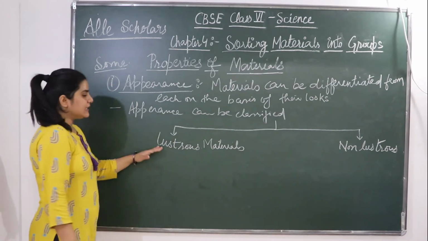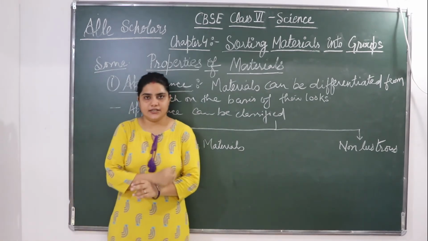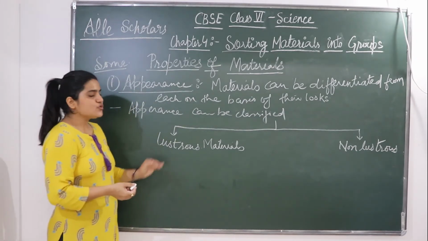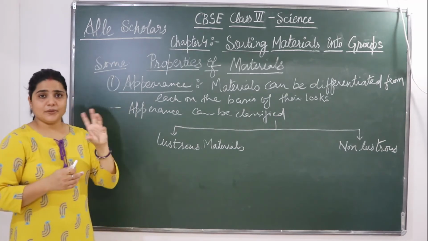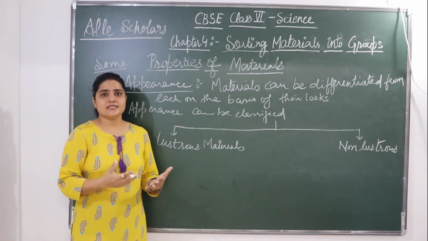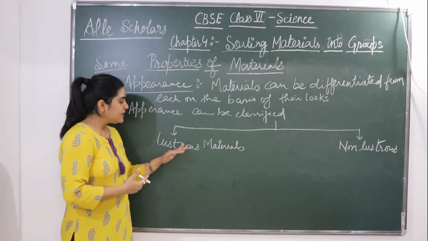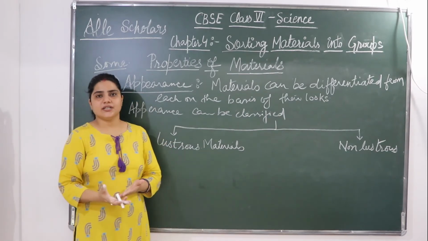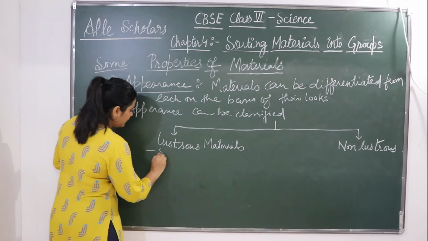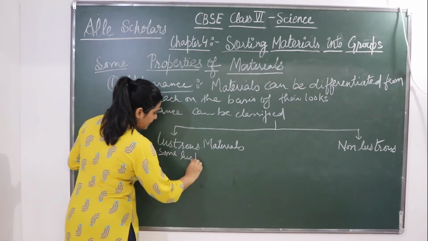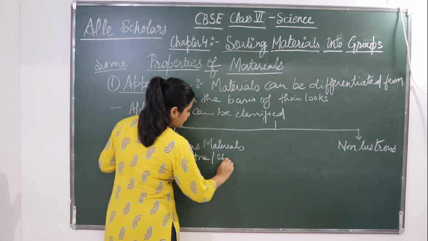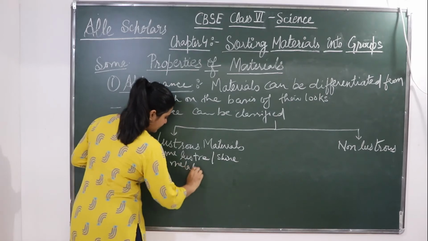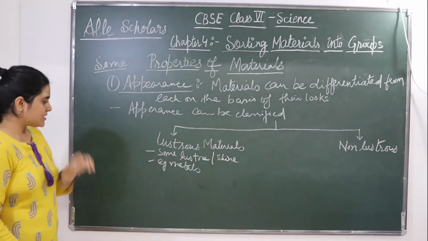So materials that have luster in them. Luster means some shininess is there. Usually metals, you have seen that copper shines, aluminum also shines. So these metals are lustrous materials. Some luster means some shine is there. Example, metals. Metals always have some luster in them.